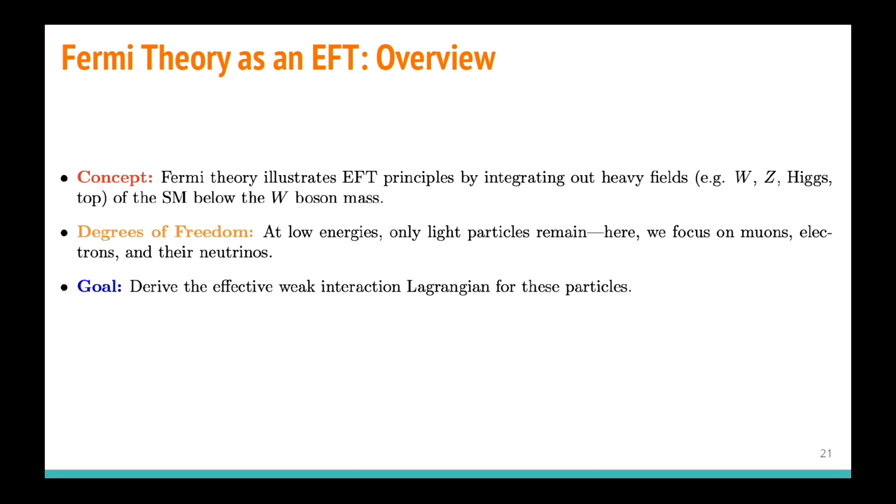So anything above the bottom mass, for instance, or anything above light particles in the light spectrum. So the degrees of freedom that we will have will only be because of these light particles which would remain. So basically we can even integrate out particles heavier than the muons, for instance. So we can have muons, electrons, and their respective neutrinos. So what we would be trying to do in this first set of slides is to derive an effective Lagrangian for these particles.